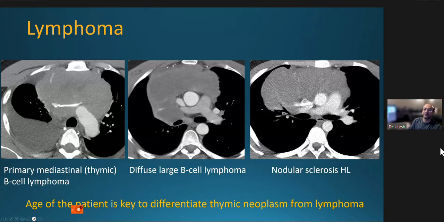But based on the patient's demographics and other imaging findings, we can suggest this as a first differential. So this is a patient with primary mediastinal or thymic B-cell lymphoma. This was a diffuse large B-cell lymphoma, and this was a Hodgkin lymphoma. So the patient's age is helpful to differentiate lymphoma from the non-fat containing germ cell tumors.